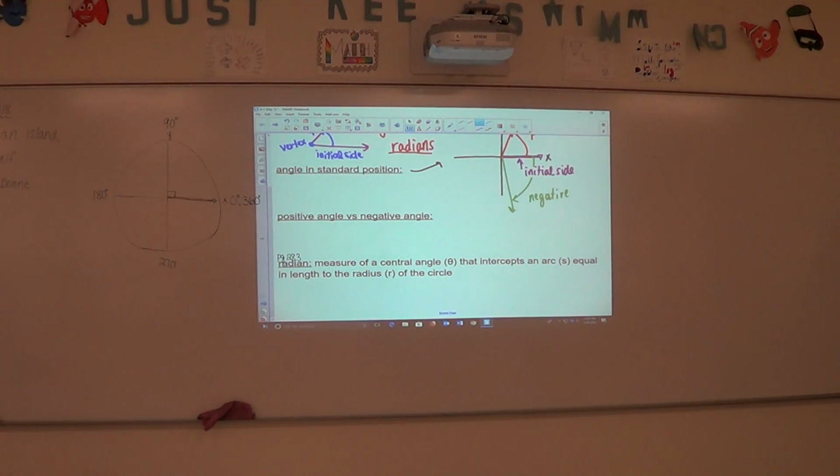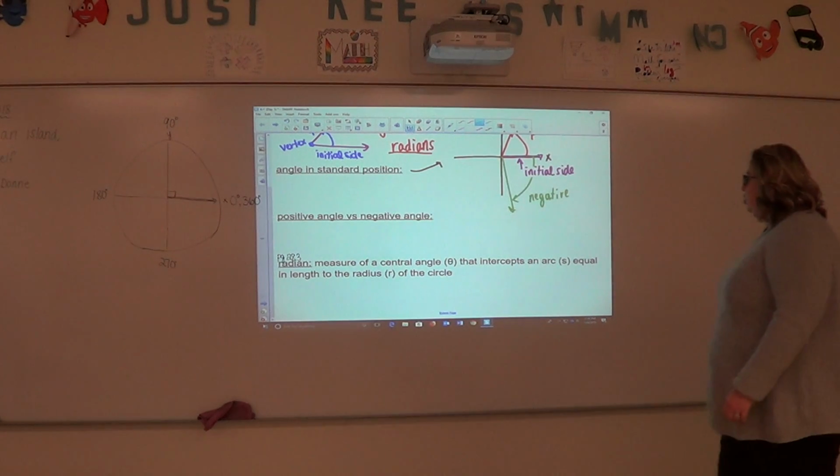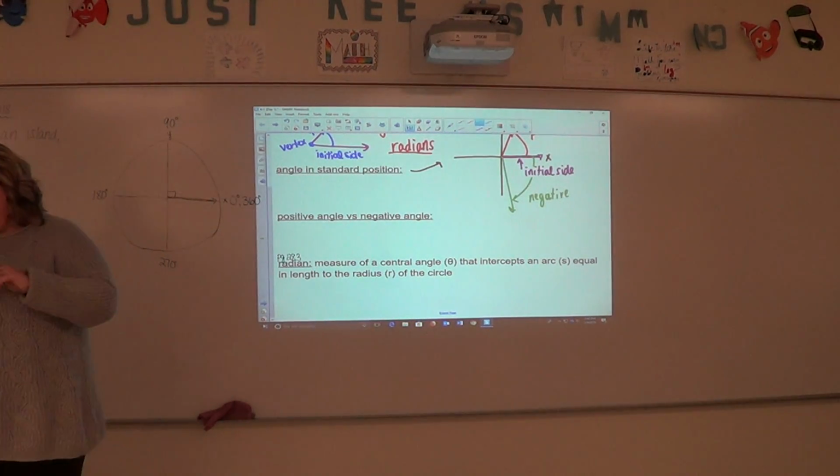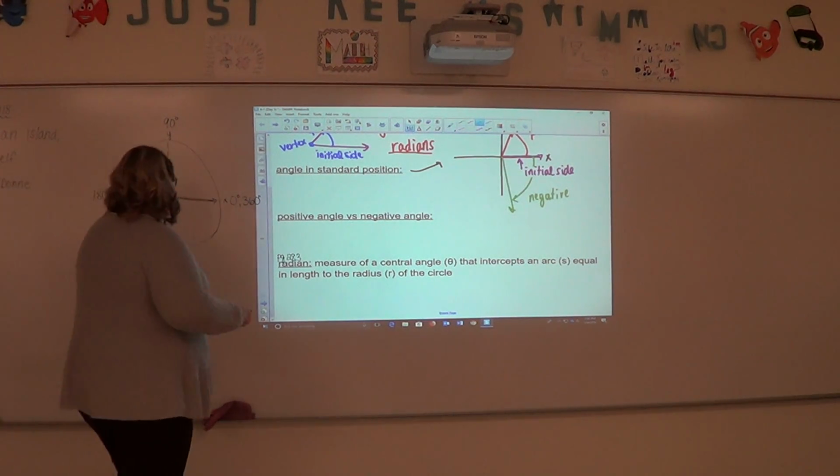You want us to write all that down? You can write whatever you want to write down. If you know what theta, arc, and radius are, then you would just need to write down the formula.